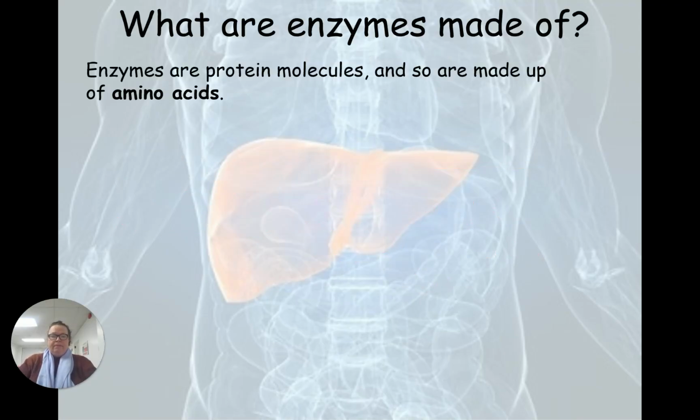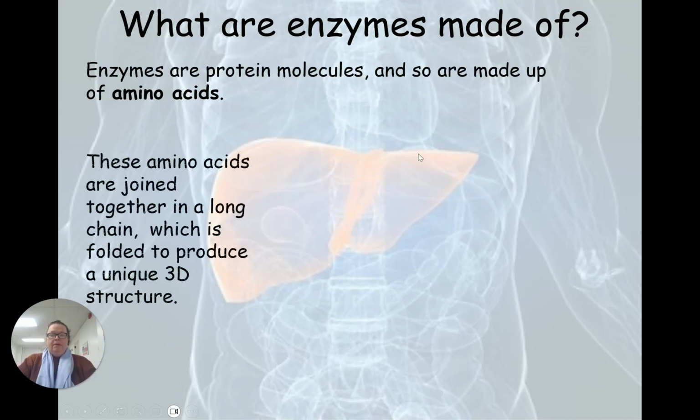So that's our definition. Okay, people often get confused because enzymes are actually made of proteins, but also enzymes can break down proteins. So we get a little bit confused. So let's go 1 step at a time. Enzymes are protein molecules. So they're made of proteins, but not the same proteins they break down. And proteins are a long chain of amino acids. So enzymes, therefore, are made of long chains of amino acids.